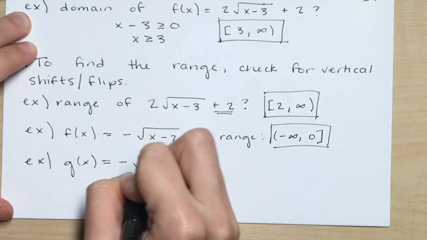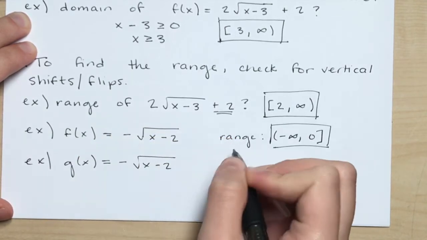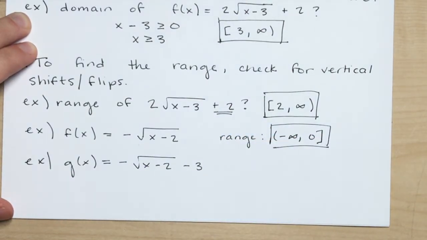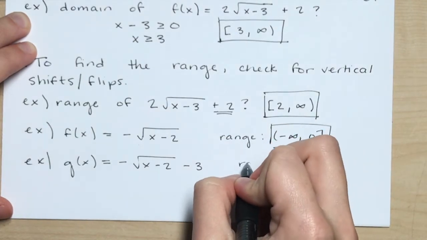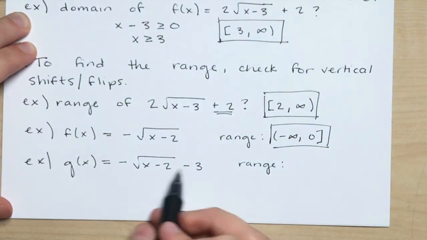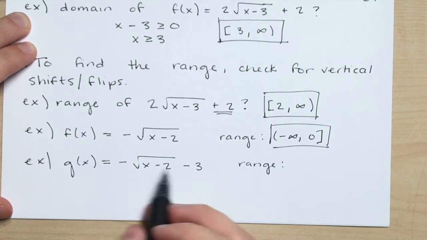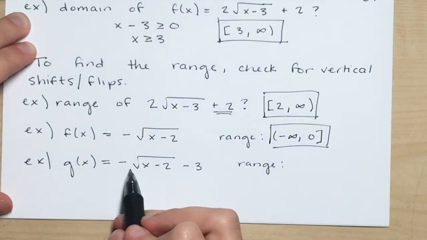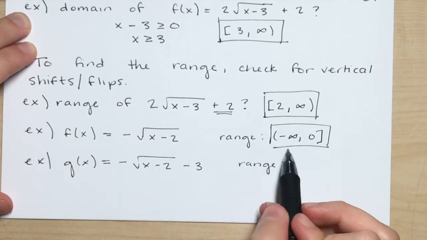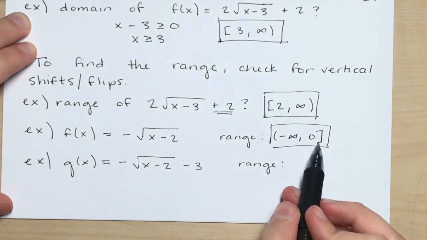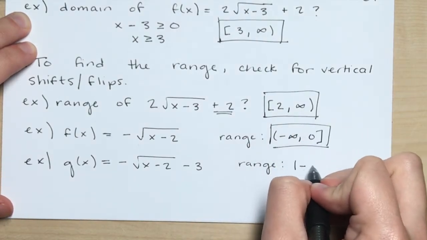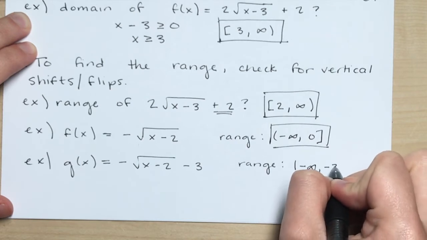Similarly, if we have this negative, same function, but we subtract 3, what happens here? Well, remember we want to follow along in order of operations, so PEMDAS. We flip first because we multiply first, and then we shift down. So we've flipped, so our range is negative infinity to 0, and then we shift down, we scoot all that down, so it's going to become negative infinity to negative 3.